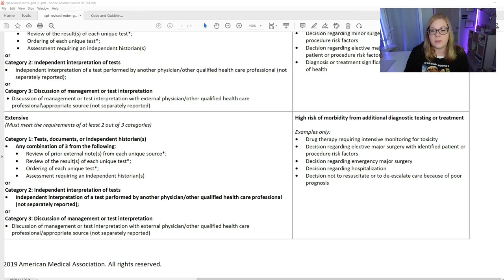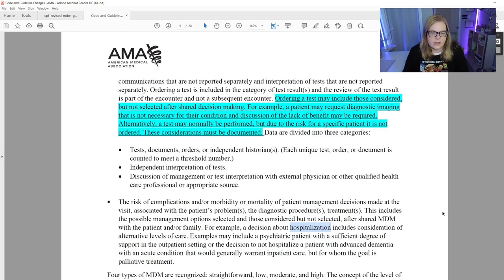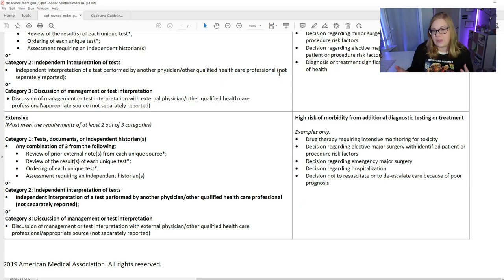An example of something that could be high risk as well is a decision regarding emergency major surgery, or a decision regarding hospitalization, which I find interesting because they make a remark here. Decision about hospitalization includes consideration of alternative levels of care, but ultimately it doesn't say they have to be hospitalized as an inpatient. It says that they are deciding that.